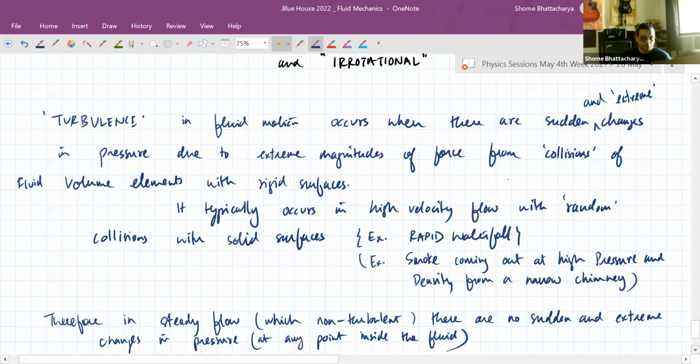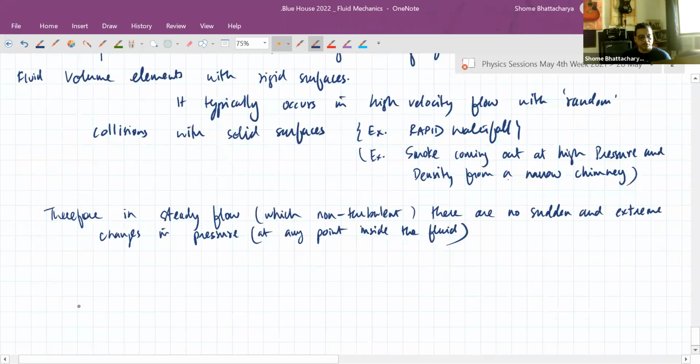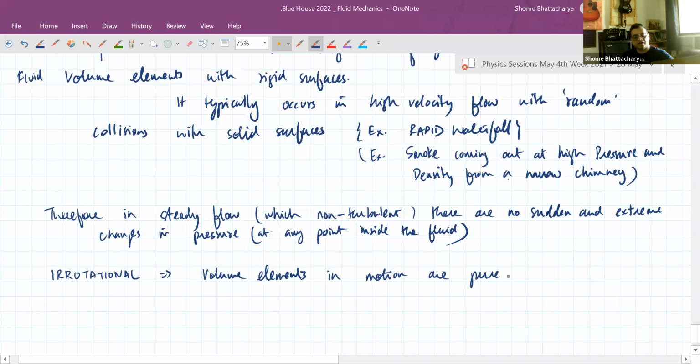Okay, now if we talk about irrotational motion, as the name suggests, there is no rotation occurring for any volume element as it is moving. It is in pure translational motion. It implies that volume elements in motion are purely translating and not undergoing any rotation.